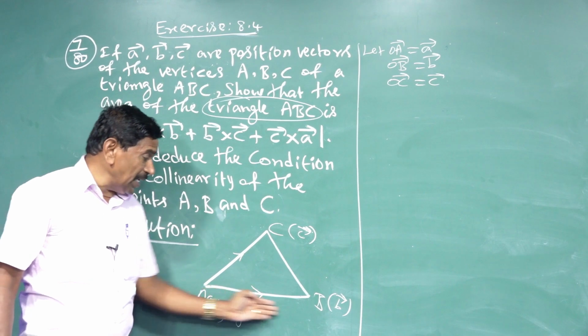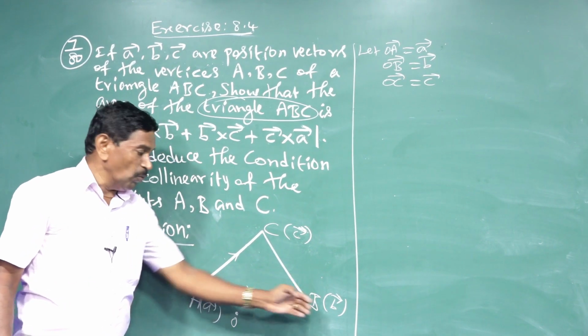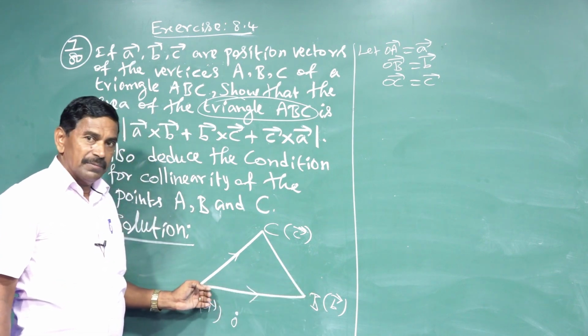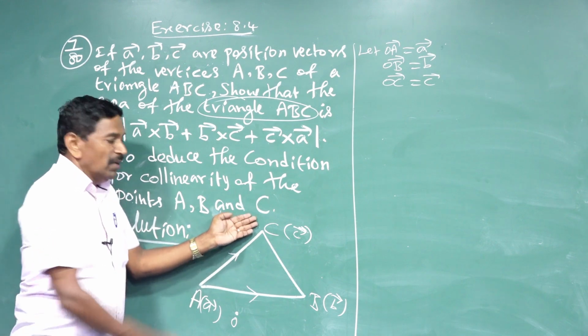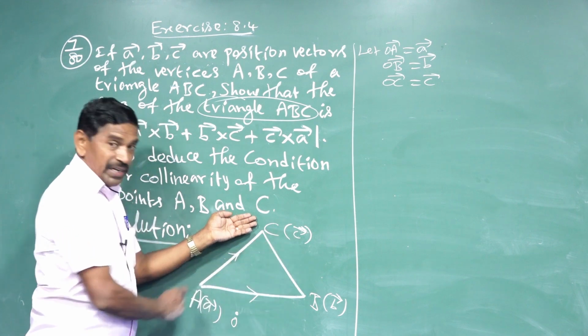Can you tell me what is vector AB? Very good. Vector AB equals second minus first: vector OB minus vector OA, that is vector B minus vector A. Next, vector AC equals vector OC minus vector OA, that is vector C minus vector A.